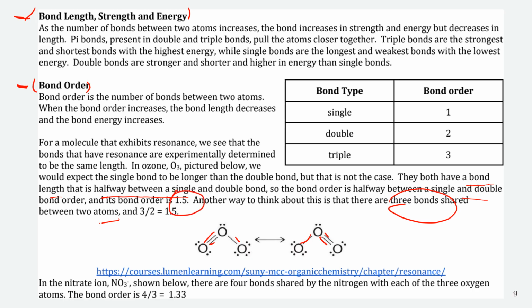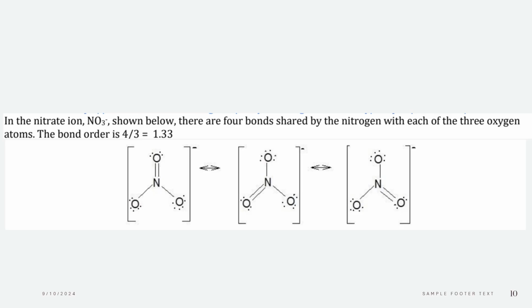In the next slide, I'll show you the nitrate ion, which is NO3 1-. You will see that there are 4 bonds on the nitrogen that are shared with each of the 3 oxygens. So for the bond order, you have 1, 2, 3, 4, 1, 2, 3, 4, 1, 2, 3, 4. 4 divided by 3 is 1.33.